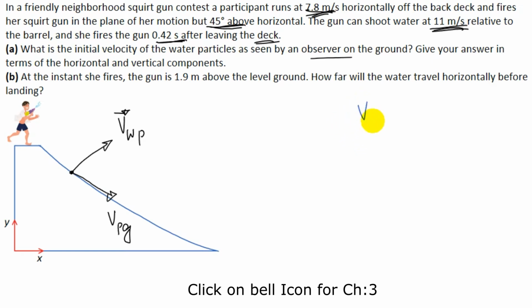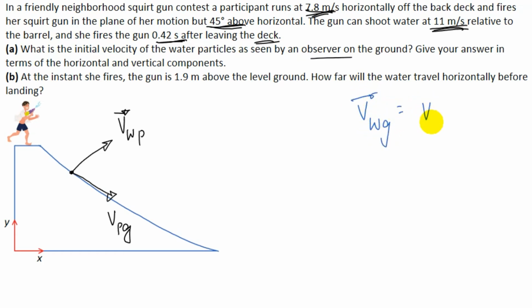So basically the velocity of the water relative to ground will be equal to the velocity of water relative to person plus the velocity of person relative to ground. So vector summation of these two velocities will give the velocity of water relative to ground, right? Now first I'll be writing the velocity of water relative to person.